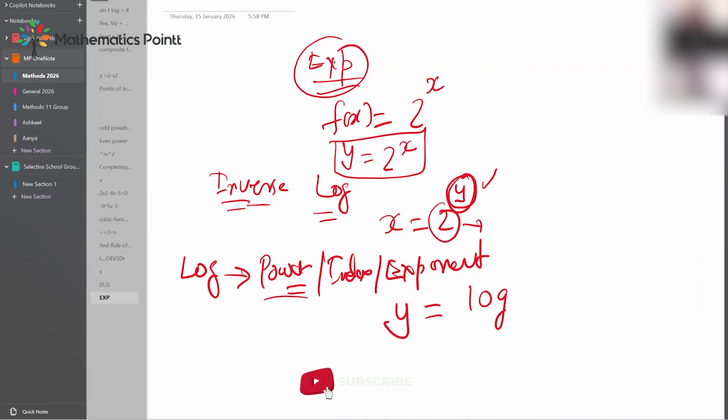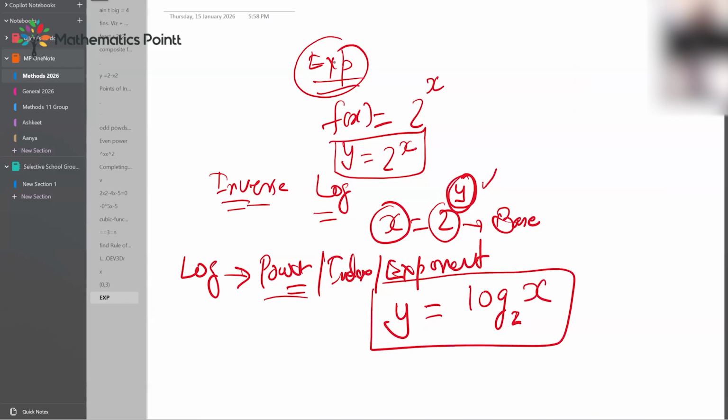In the world of exponentials, this 2 is called the base. So the base sits as a very small number, a subscript under log. And what was the answer of that exponential? The x. That is log. So I will now write f inverse of x is log 2.